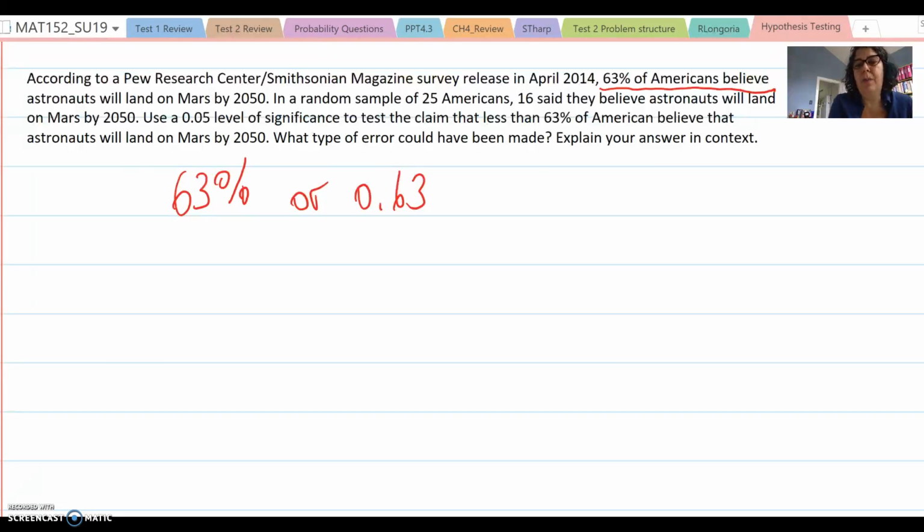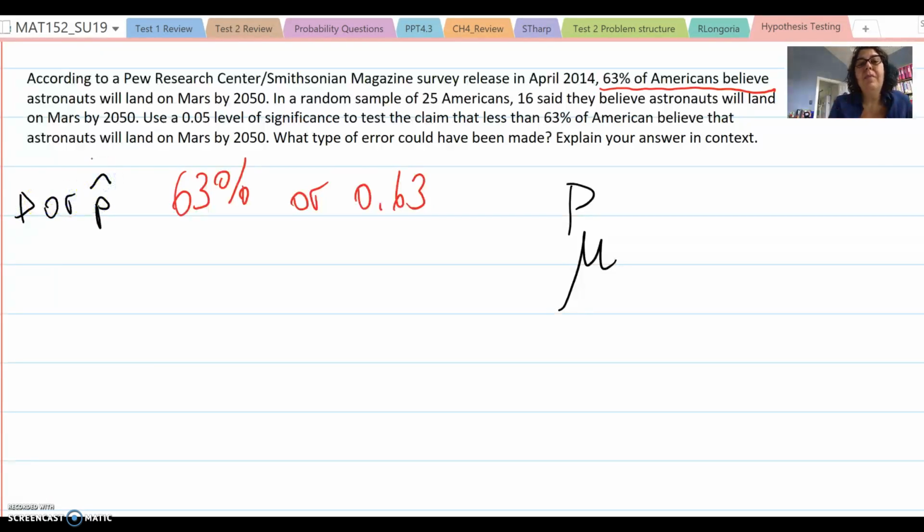So remember, hypothesis testing is about P's, proportions, or mu. So I need to set up my hypothesis, but I gotta be sure the given number is P or P hat. And I understand that it's a proportion, so we will need to make that decision, P or P hat.